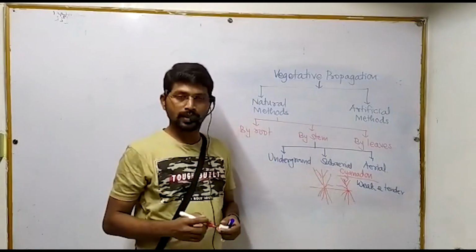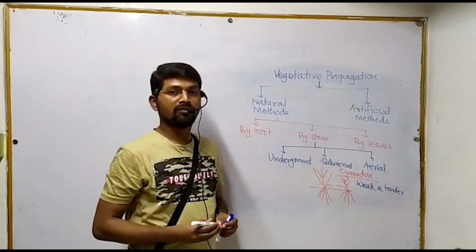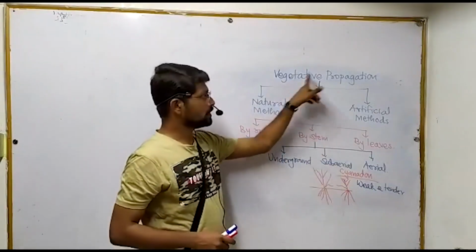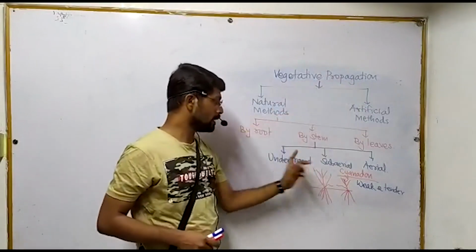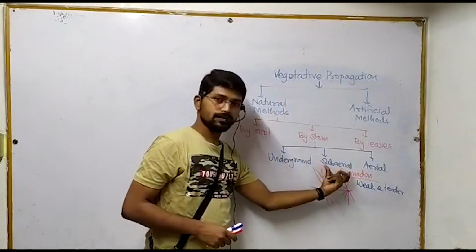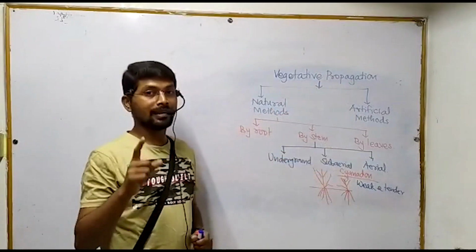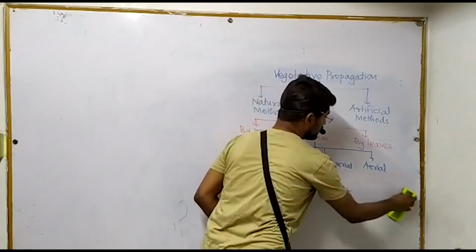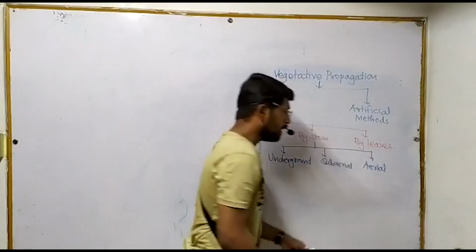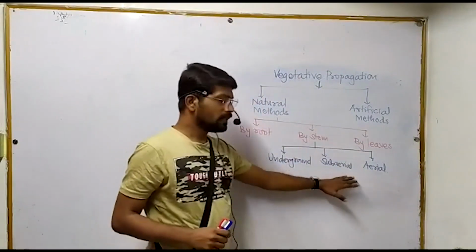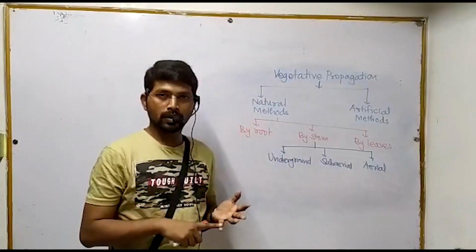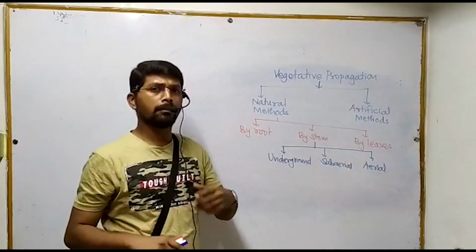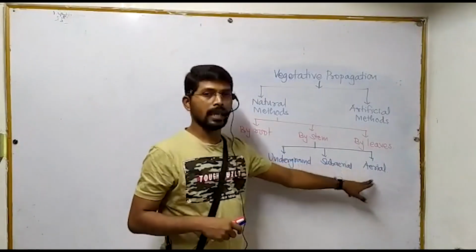Many other examples are also there, like offsets of Eichhornia, stolon of Mentha or pudina. These are again examples of subaerial modification of stem showing vegetative propagation. So these are the two types: by means of underground stem and by means of subaerial stem. The last type is the aerial modification of stem. Aerial modification is meant for a variety of purposes. It is involved in storage, vegetative propagation, photosynthesis, protection, and many more different kinds of functions are performed by aerial modification.